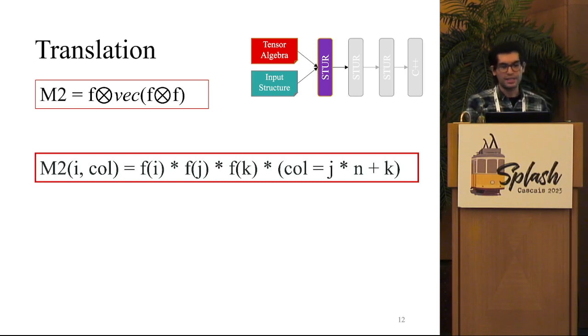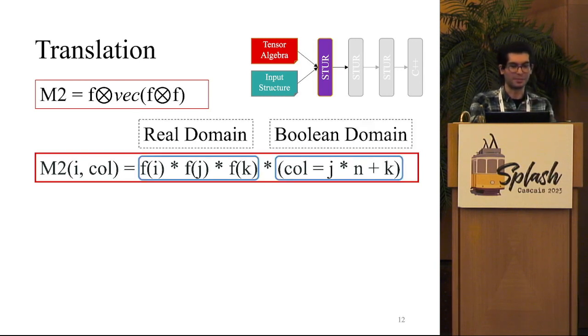So the translation is going to be M2 of i, n-col equals the self-outer product of f three times to itself, multiplied by col equals j times n plus k, which is a linearization condition because we want to fit everything in a matrix. It's the vec in the mathematical notation. And some of you might wonder how we are doing a multiplication between the real domain and the Boolean domain.